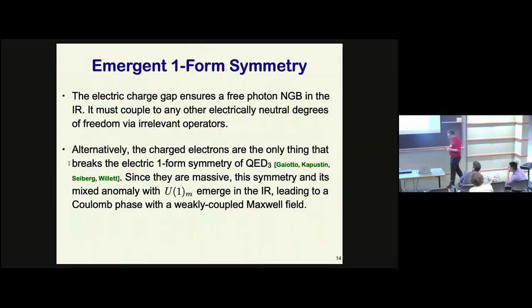So what is the relationship between the charge gap and the emergence of the photon? Well, roughly speaking, it has to do with the fact that free Maxwell theory has a one-form symmetry while QED does not. So in QED, the electrons explicitly break the electric one-form symmetry of Maxwell theory. But since we show that the electrons and everything else that is electrically charged is massive, as long as you turn on a small m, that means that the symmetry should reemerge in the deep infrared. You can think of the presence of the massless photon as a reflection of that fact.